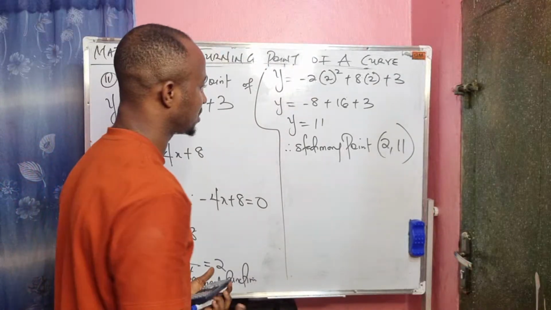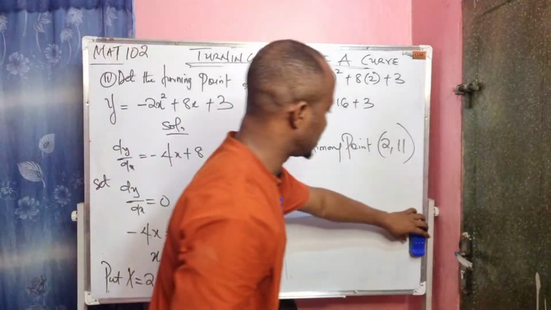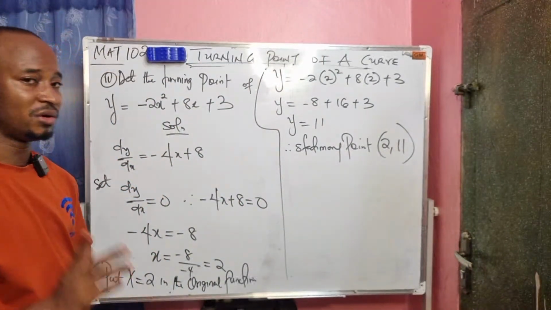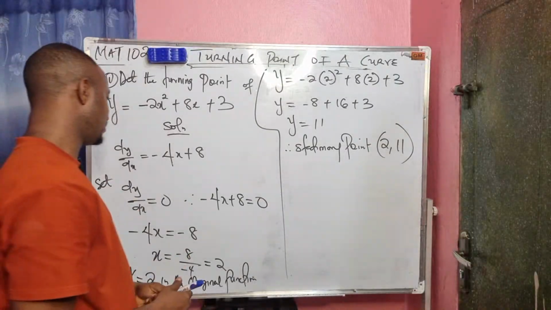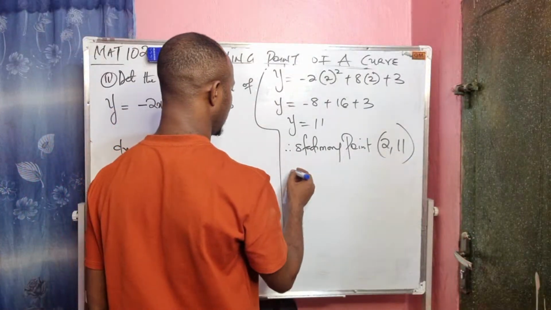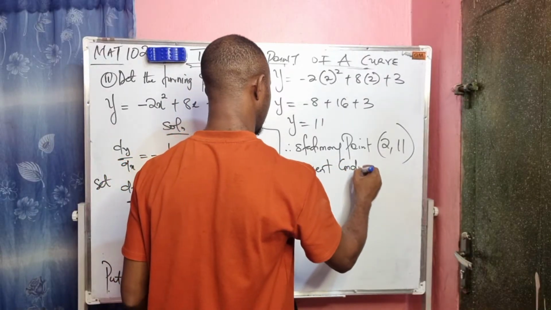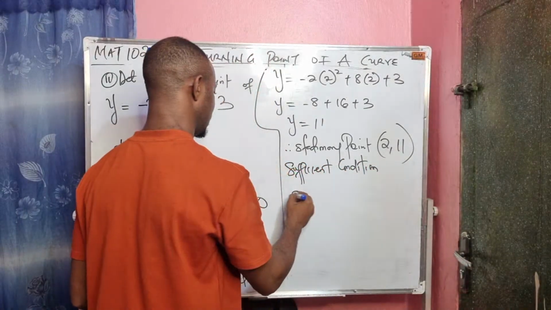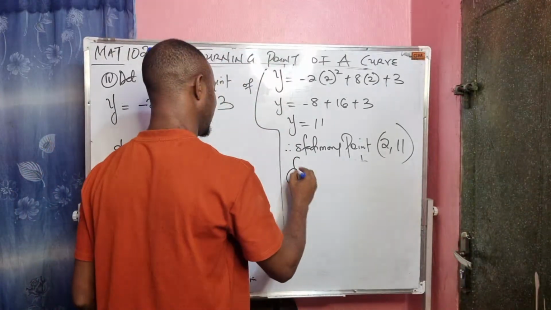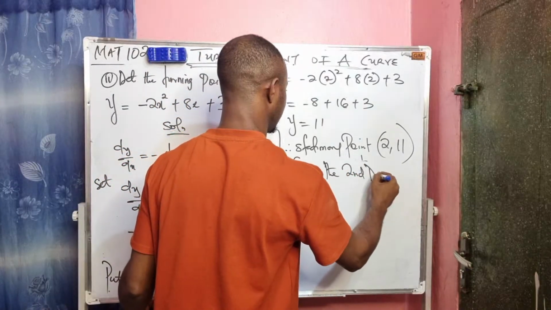Good. Now, this stationary point we have, let's determine if it is minimum or maximum. Don't forget that to determine if it's minimum or maximum, we have to use the sufficient condition. For the sufficient condition, we have to find the second derivative.